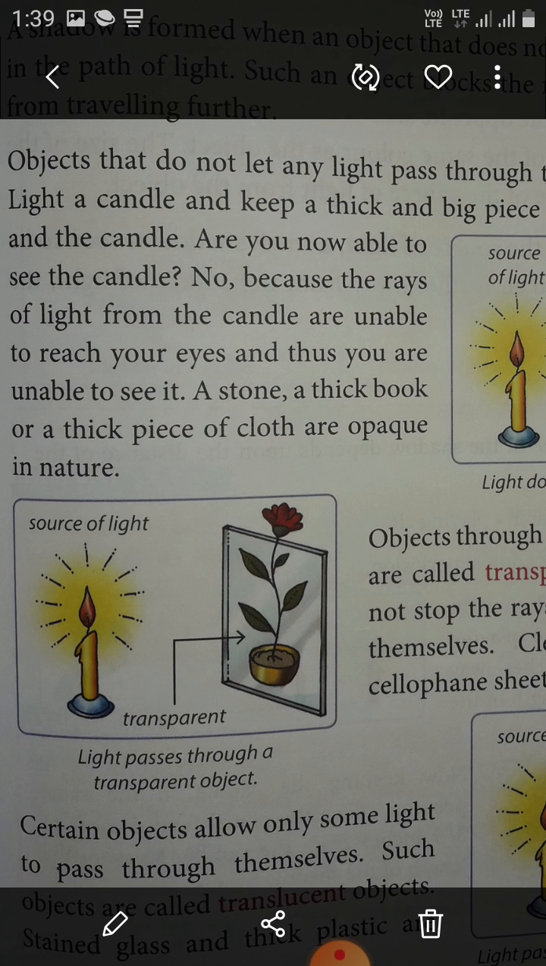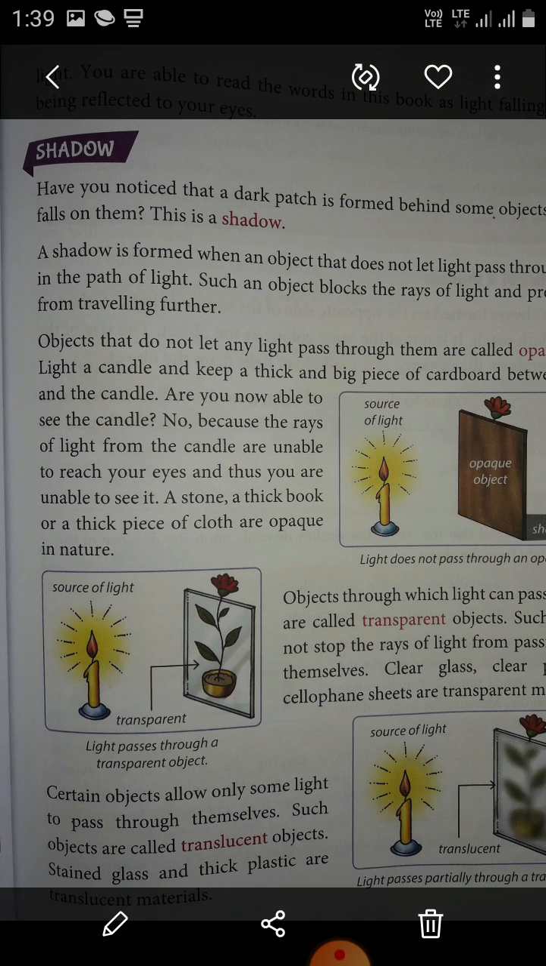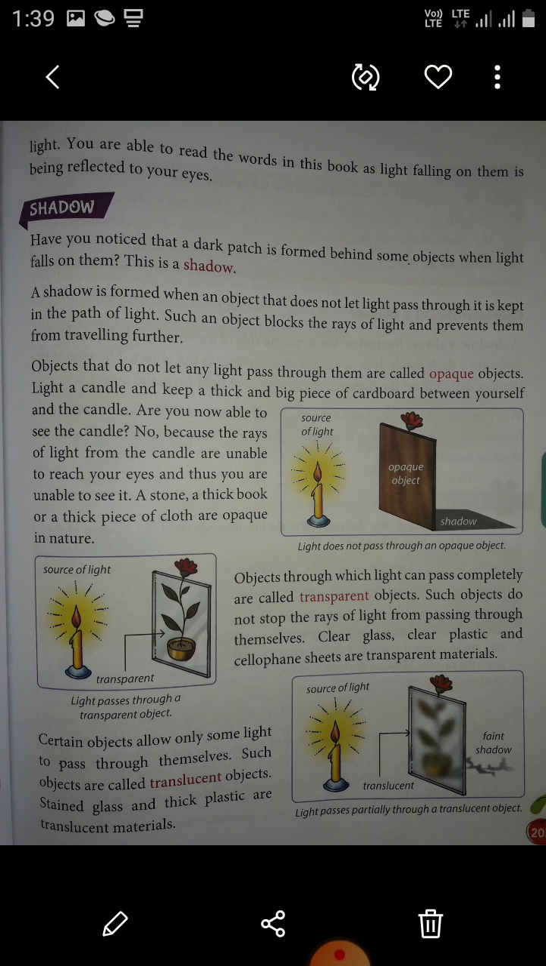Light passes through a transparent object, and certain objects allow only some light to pass through themselves. Such objects are called translucent objects. Stained glass and thick plastic are translucent materials. Certain objects allow only some light to pass through themselves. Such objects are called translucent objects.